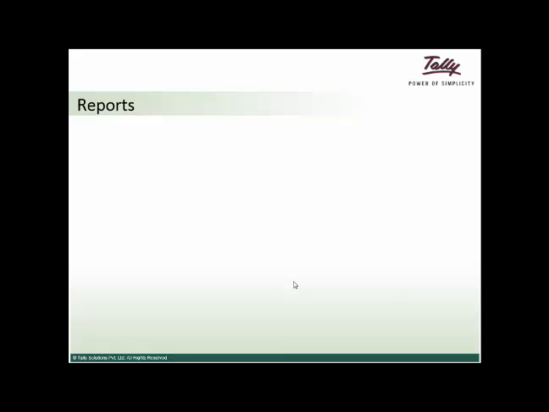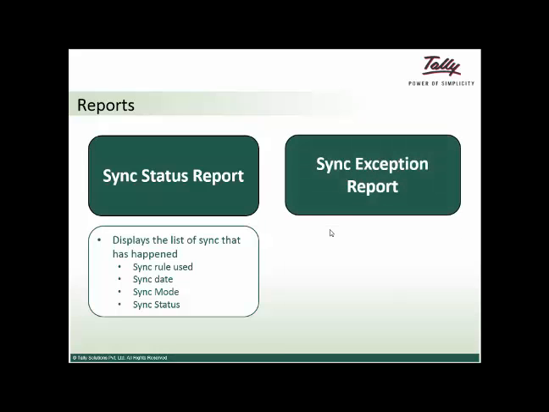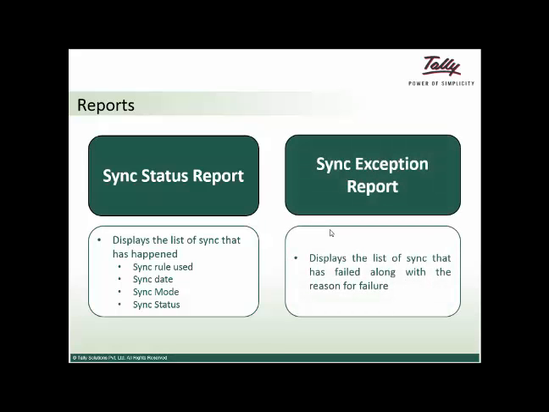Tally.ERP9 release 5.0 brings along with it a couple of reports for data synchronization. This particular report will show you the list of all the data synchronized along with the respective details: the sync rule used, whether it is master or transaction, the date on which the sync has happened, the mode of synchronization, whether online or on demand, the offline, and the sync status. Also, a second report features the list of synchronizations, the transactions that have failed, along with the reason for failure.